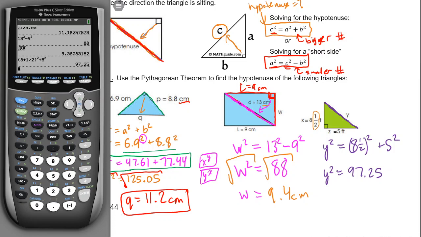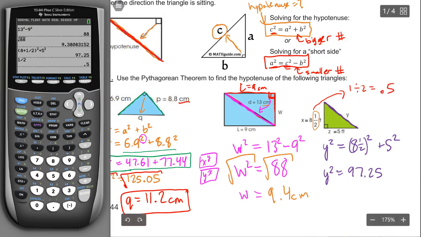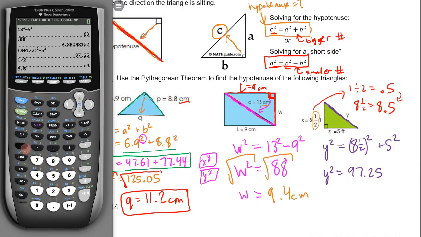The other way to do it is you can take your 8 and a half and turn it into a decimal. If you do 1 divided by 2, that gets you your fraction piece, so that's 0.5, which means that 8 and a half is 8.5. So then instead of putting the fraction in the calculator, you could do 8.5 squared plus 5 squared. And either way, you're going to get the same 97.25. So whichever way you prefer, if you want to plug your fraction into your calculator using 8 plus the fraction, your integer part plus your fraction part, that's great. Otherwise, you can turn it into a decimal.